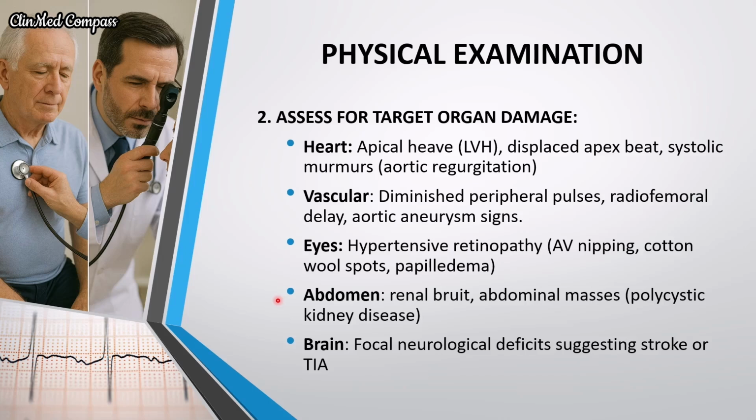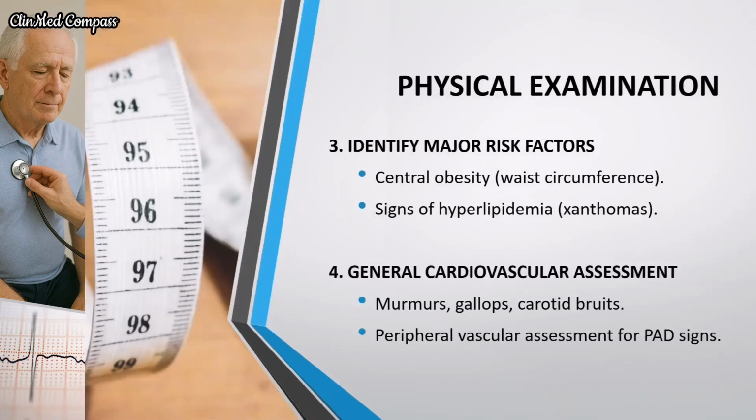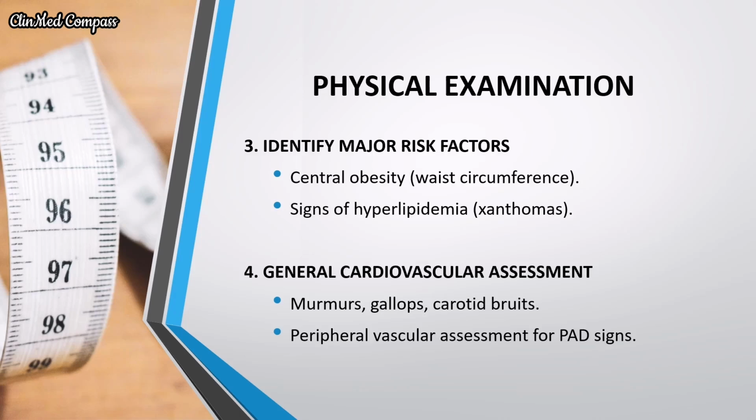In the brain, look for any focal neurological deficits, which may suggest stroke or transient ischemic attack. These signs help you to determine the severity of hypertension and guide urgent decisions. Also use physical exam to identify cardiovascular risk factors, like central obesity by checking the waist circumference.